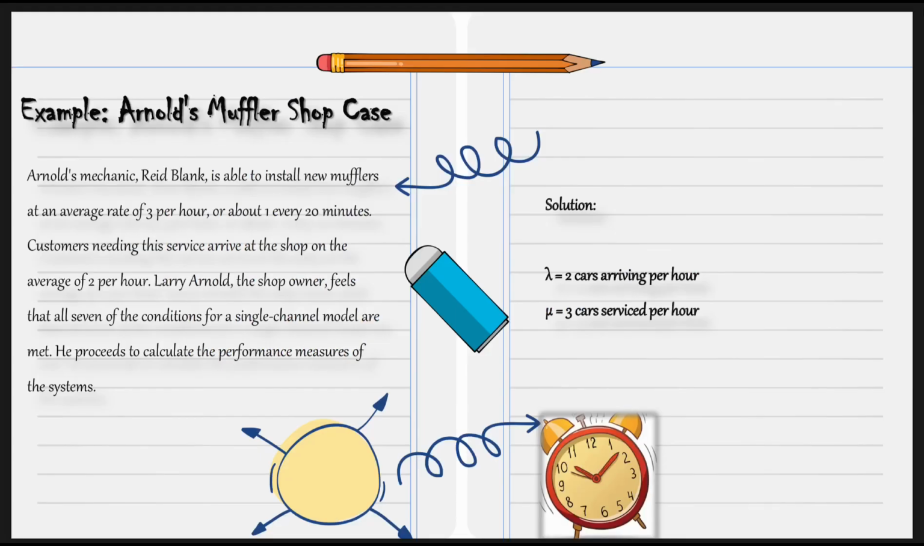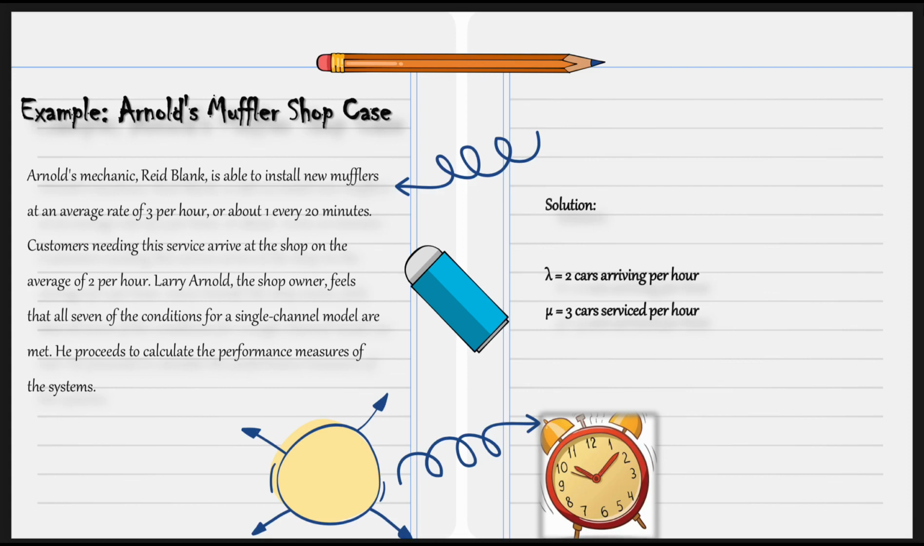So we have Arnold's Mufflers Shop case. Arnold's mechanic, Reed Blank, is able to install new mufflers at an average rate of 3 per hour, or about 1 every 20 minutes. Customers needing this service arrive at the shop on the average of 2 per hour. Larry Arnold, the shop owner, feels that all 7 of the conditions for a single-channel model are met. He proceeds to calculate the performance measures of the system.